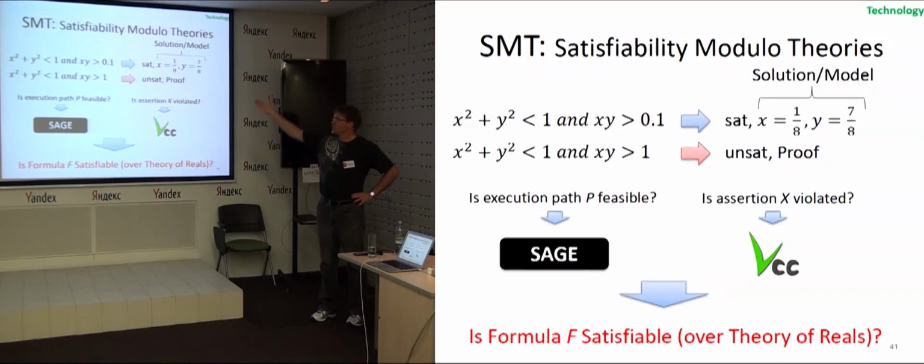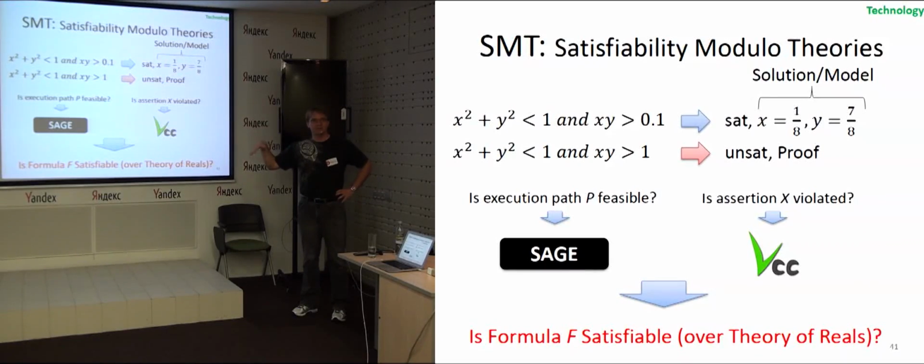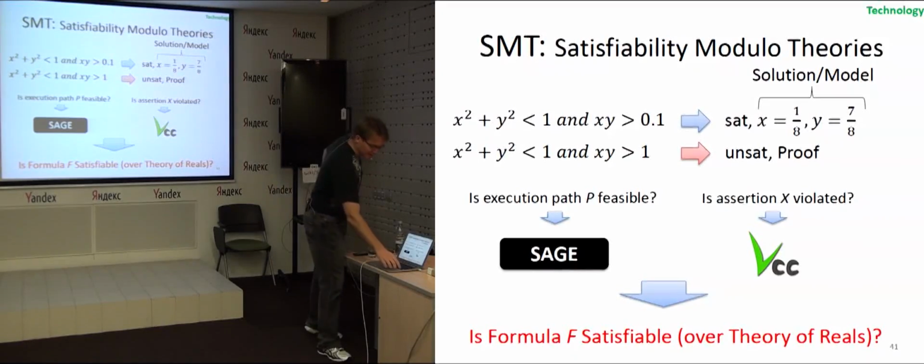So the main point to take away is that on the left-hand side you have a logical formula. You have constraints. You have statements that say something about unknowns, x and y. And the question is, are there values for these unknowns that solve these constraints? Are there solutions? And the whole point of the theorem prover is to tell you whether there are solutions or not. And it can also tell you which solutions there are. Okay, so SAGE uses the solutions to give program paths.